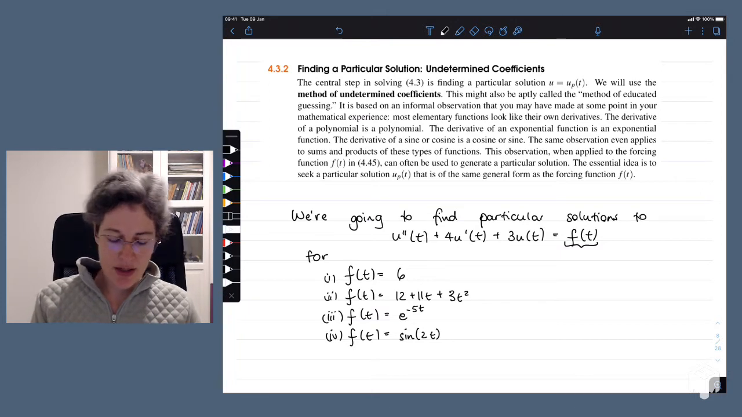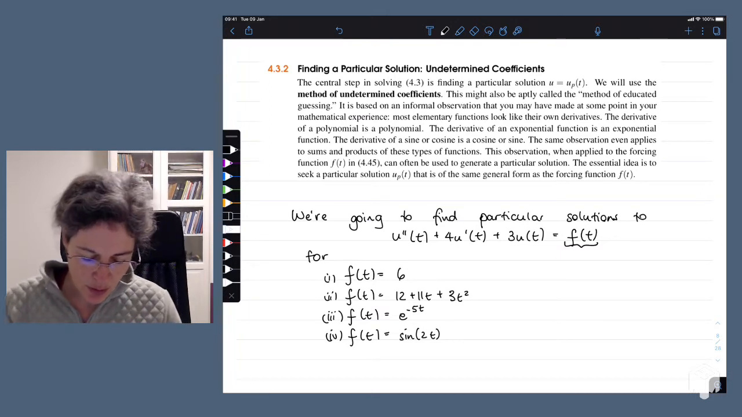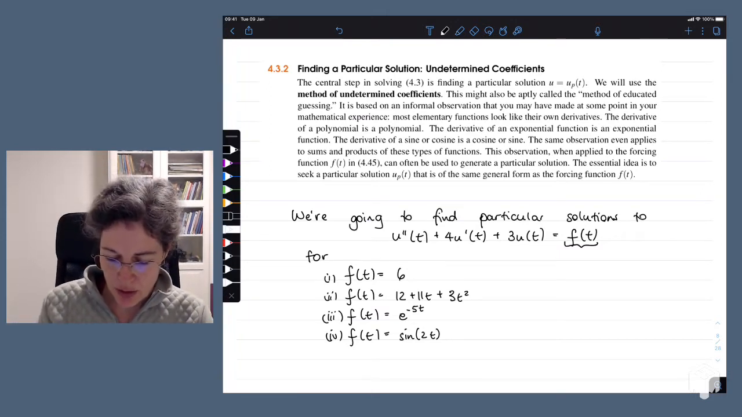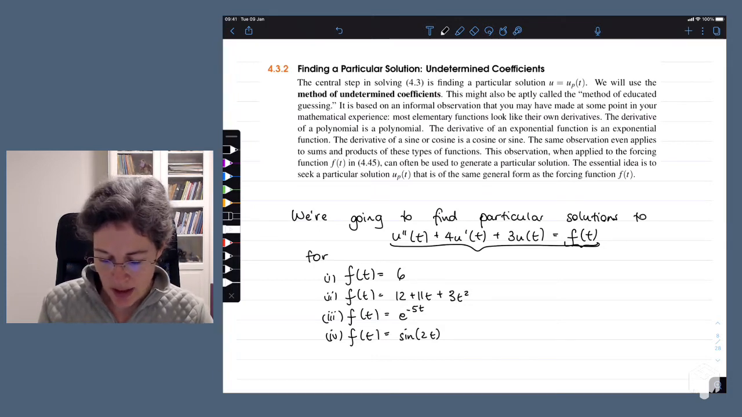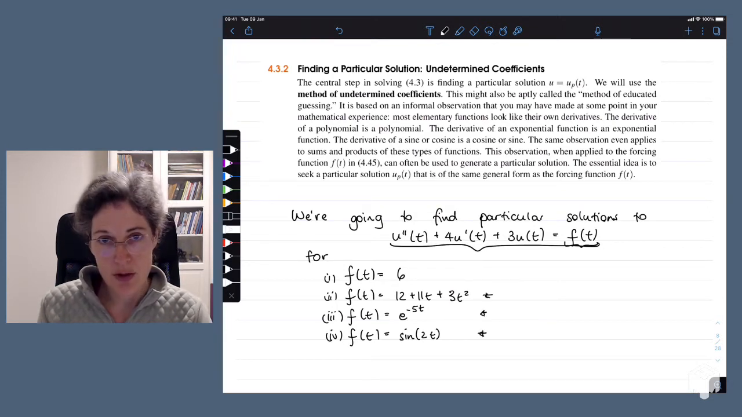This is best seen through a bunch of examples. So we're going to find particular solutions to this differential equation, a pretty straightforward one, for different values of f of t. First we're going to suppose our driving function is just a constant, a 6. Then we're going to look at a polynomial, then an exponential, and then a trig function. So let's dive in and you'll see how this works.